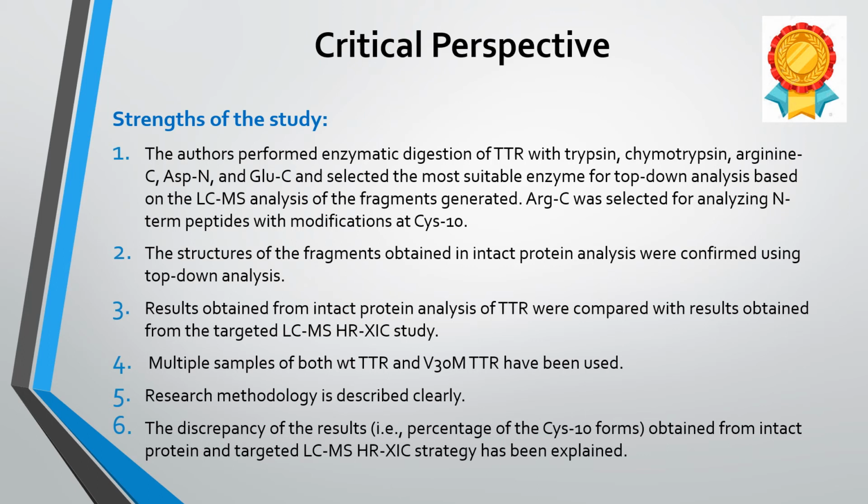Second, the structures of the peptide fragments obtained from the intact protein analysis were verified using top-down analysis for both wild-type and mutant TTR. Third, the results obtained from intact protein analysis of wild-type and mutant TTRs were compared with those obtained from the targeted LCMS high-resolution extracted ion study. Fourth, multiple samples of wild-type and mutant TTR have been used in the study, which improves the quality and robustness of the results.